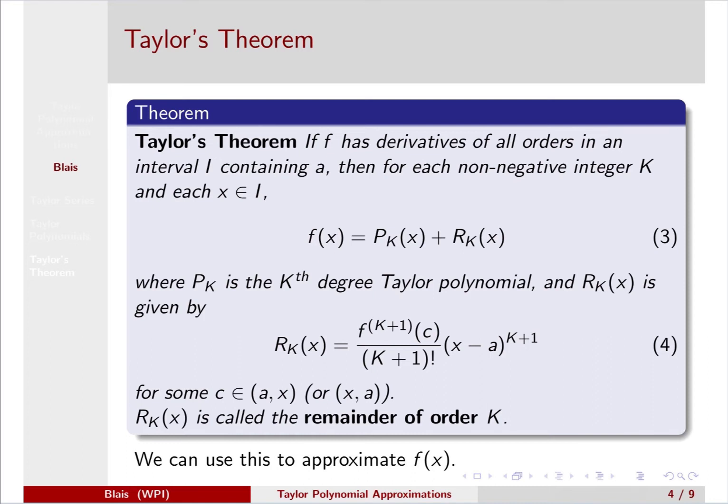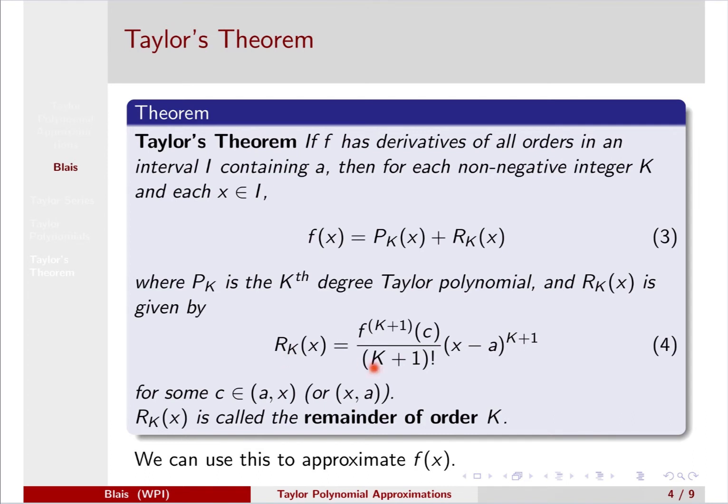So Taylor's theorem tells us if we have f as before, derivatives of all orders on an interval containing a, then for each non-negative integer k, we can say that the generating function f of x is equal to that kth degree Taylor polynomial plus an error term of order k. We don't know exactly what the error term is. After all, would we really make approximations if we always knew the exact answer? But we know the form of r_k.